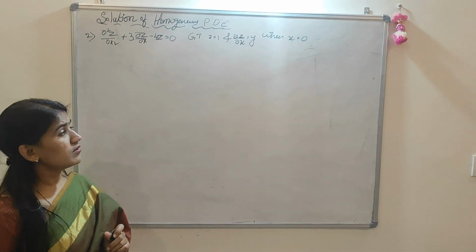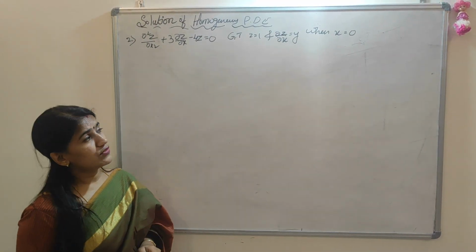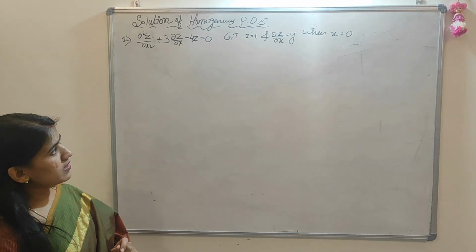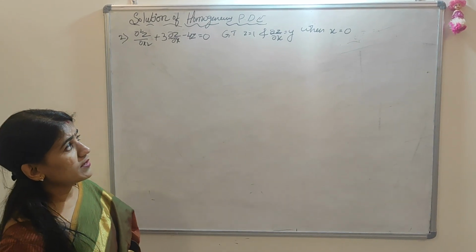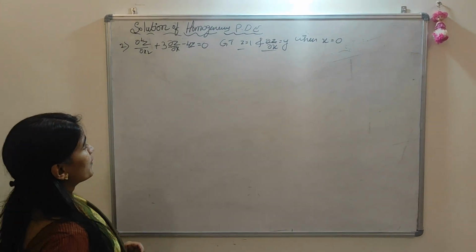Yes, let's do the next problem. ∂²z/∂x² + 3 ∂z/∂x − 4z = 0. The given condition is: when x is 0, z is 1 and ∂z/∂x is y.